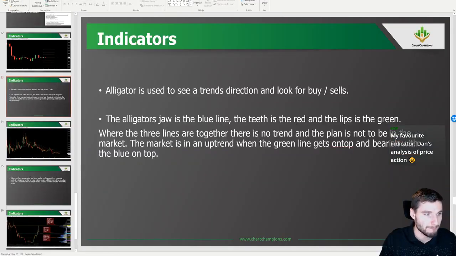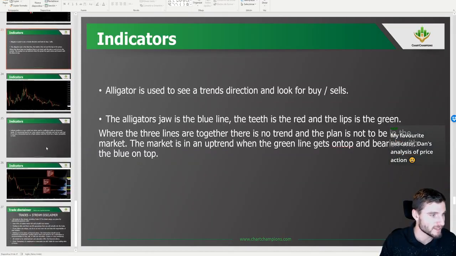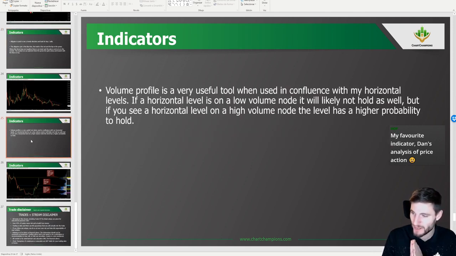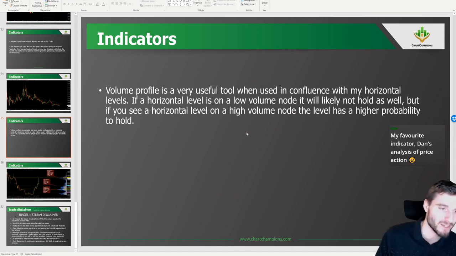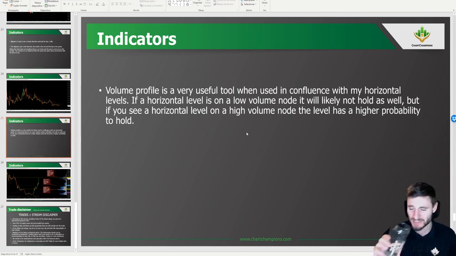Okay, that's the alligator. The last one is the volume profile, and this is probably my favorite of all the ones I've covered tonight, and this is why I'd like to do a live stream dedicated to this, on volume profile.